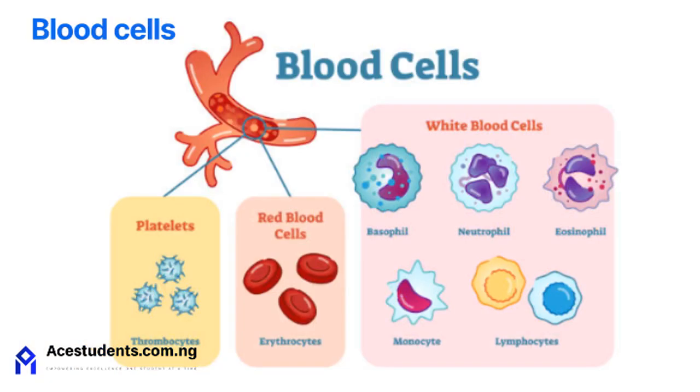The second part of blood is called the blood cells or corpuscles, making up about 45% of blood volume. It consists of red blood cells, white blood cells, and platelets. Let's take a look at the red blood cell.